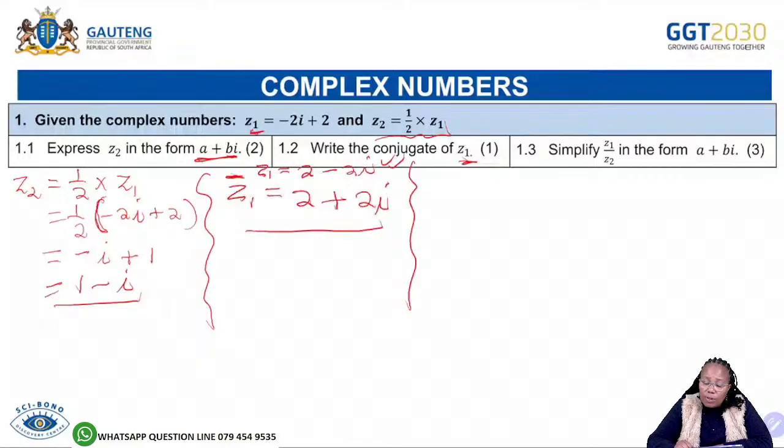And then now the next one, it says simplify Z1 over Z2. Z1 divided by Z2. What is Z1? Is 2 minus 2i in the correct notation.